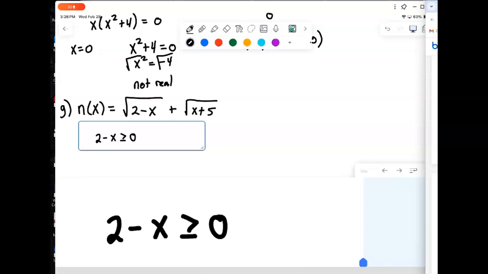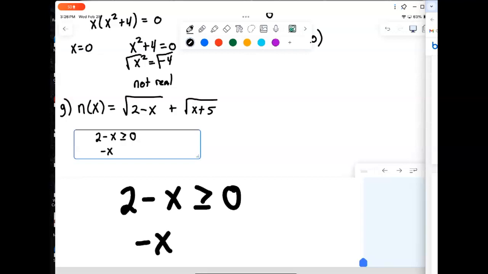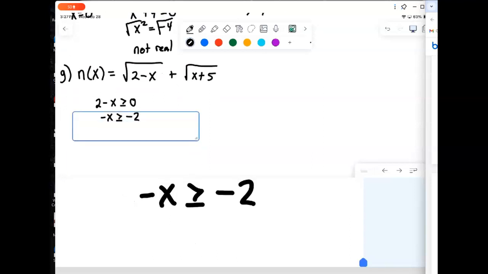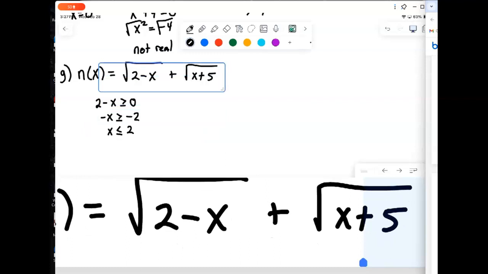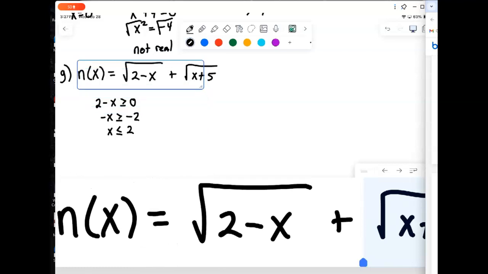So that leads to us solving an inequality. So we bring the 2 over, get minus x greater than or equal to negative 2. And then we're going to have to divide both sides by a negative 1. And that would change the direction of the inequality. So we get that x is less than or equal to 2. So this first radical is telling me I'm only going to accept values that are less than or equal to 2. Okay, that's the limitation we must have to satisfy that piece.